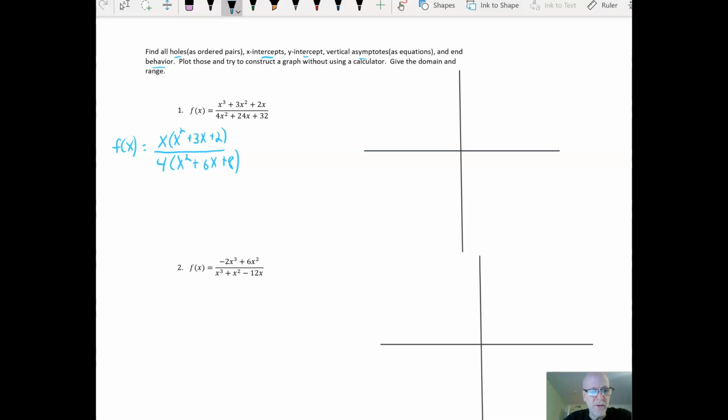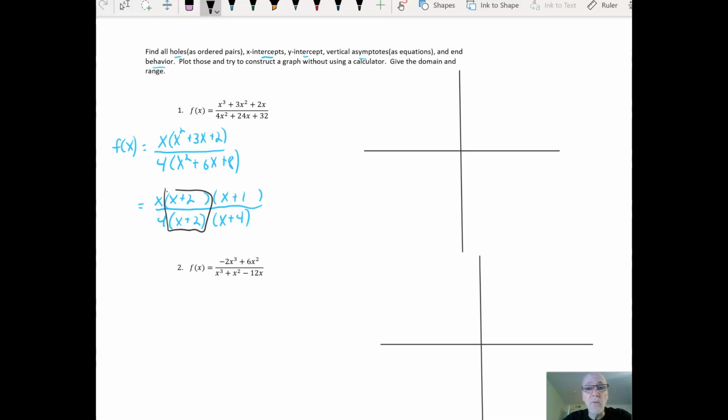Okay, we can factor both of those a little bit further. So for the numerator, I still have the x, but I can break it down into two factors, x plus 2 and x plus 1. And in the denominator, I have the 4. And I can break this down into two factors. I'm looking at the x squared plus 6x plus 8, so how about x plus 4 and x plus 2? I'll put the 2 first just so we can see the factors.